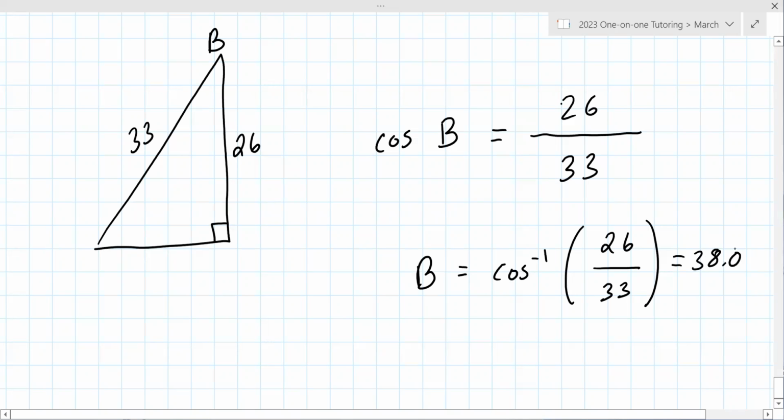Okay. Now let's say I wanted you to find the other angle down here. We don't want to overcomplicate things. What do the three angles in a triangle add up to? 180. So you don't have to use sine, cosine, tangent again. You just subtract from 180, 90, and 38.